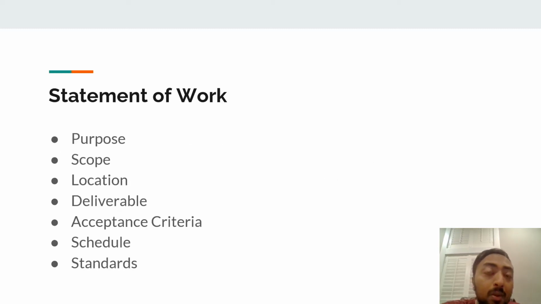Our statement of work consists of the purpose, scope, location, deliverables, acceptance criteria, schedule, and standards, which can be viewed in more detail from our written prototype report.